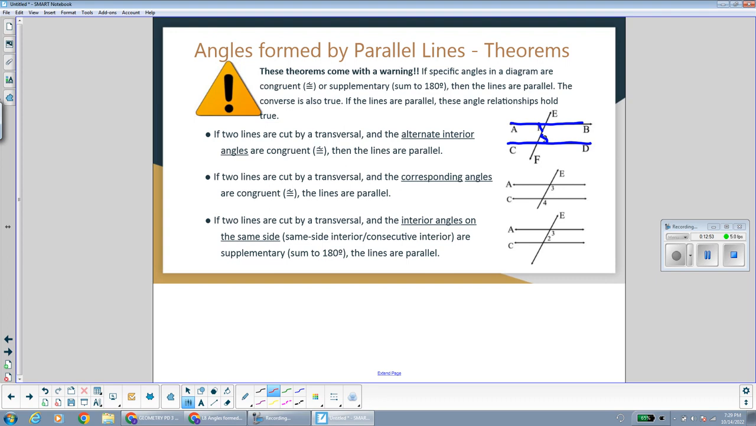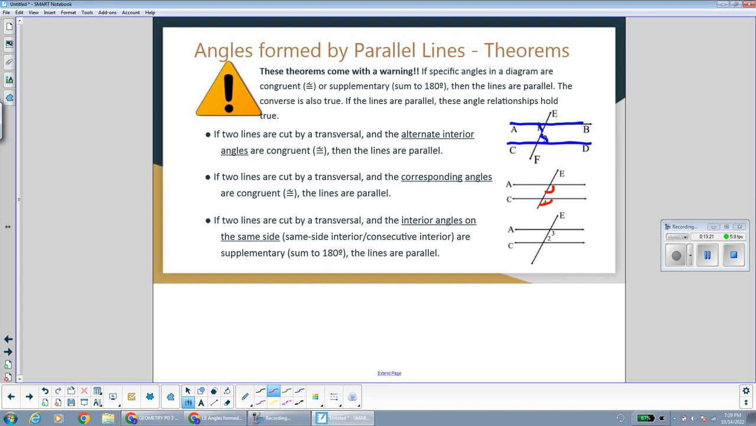If two lines are cut by a transversal and the corresponding angles are congruent, that is a different reason that would also make the lines parallel. So for example, over here in this diagram, 3 and 4 are corresponding angles, bottom right, bottom right. So if we knew that they were congruent to each other, if we knew they were the same, that would be enough to show that lines A and C were parallel to each other.